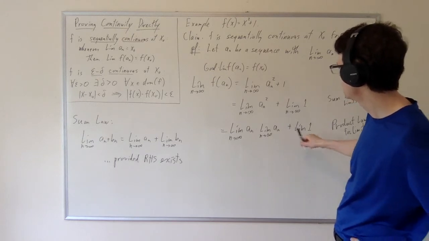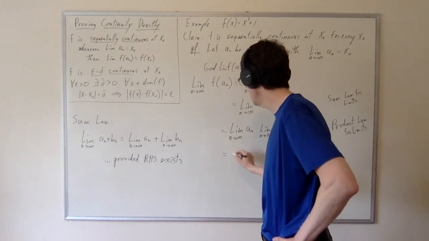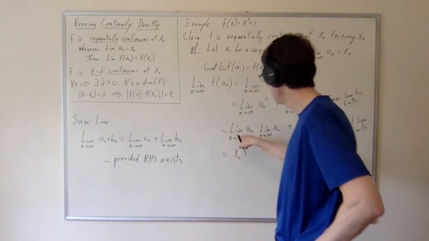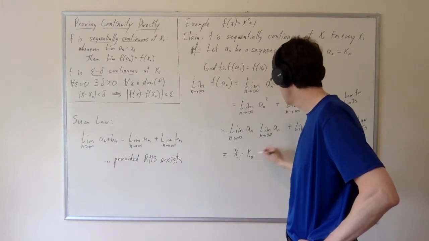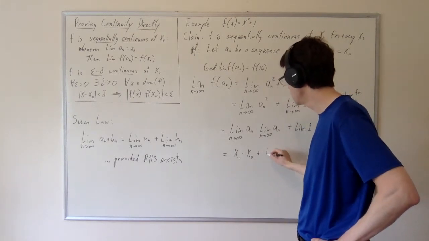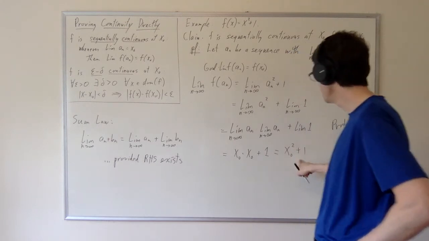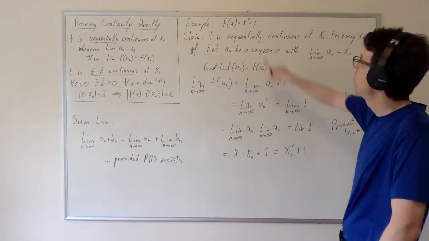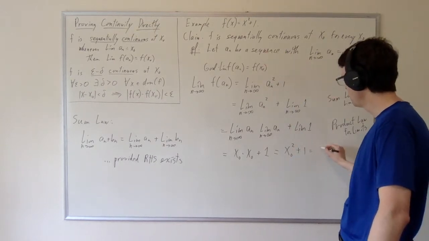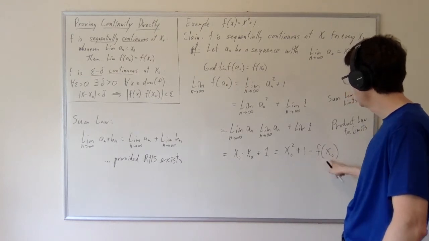So, these limits are known. This is x naught because the limit of a_n is assumed to be x naught. This other one is also x naught. And this is a limit of a constant sequence, which is 1. And so we can rewrite that as x naught squared plus 1. Now, we shouldn't stop here. We should point out that this is the function f applied to the input x naught. So that is f of x naught.